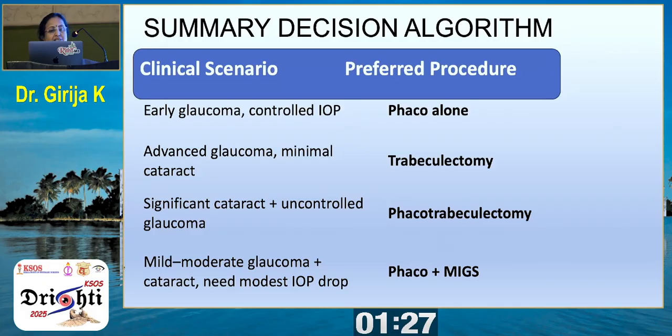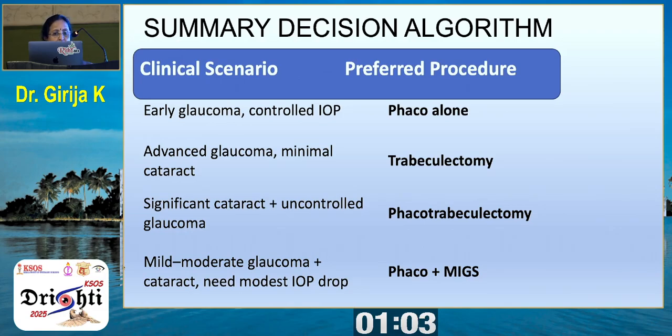So this is just a summary decision algorithm. Early glaucoma with a controlled IOP with 1 or 2 medications, you can go ahead with phaco alone. That phaco alone will produce some amount of IOP reduction, and you can continue with the 1 or 2 medications. And advanced glaucoma with minimal cataract, or uncontrolled IOP, then you can go ahead with trab first.